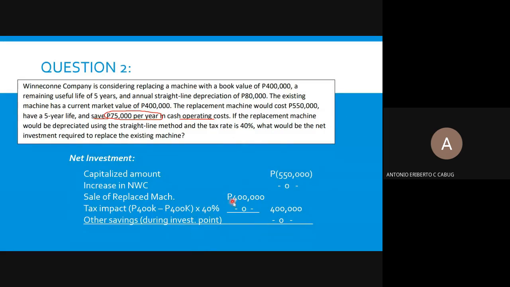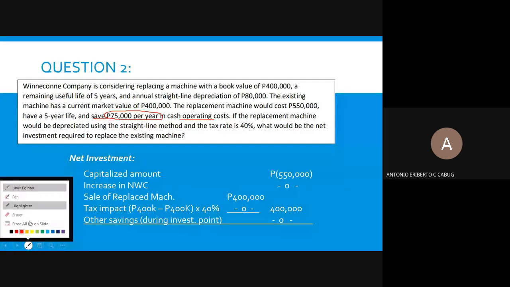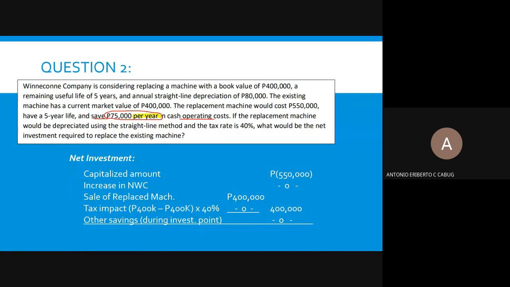Other savings during the investment point, 0. Okay, itong savings na 75K per year, mag-uumpisa yan sa year 1. When you see the words per year, it will start off in year 1. So the correct answer is 150,000 negative. The net investment is negative 150,000. Or kahit wala ng negative, it's understood that the investment will be an outflow of cash. Very good, everyone. That's how you calculate the net investment. Marami naman ang nakasagot ng 150K.